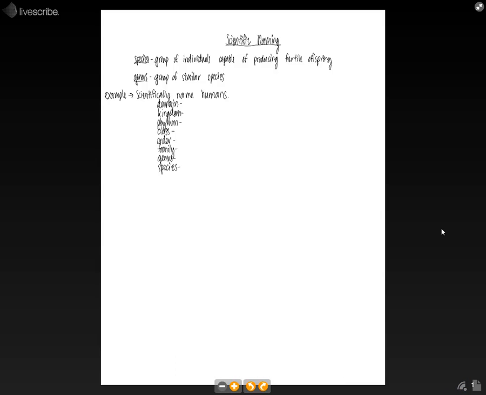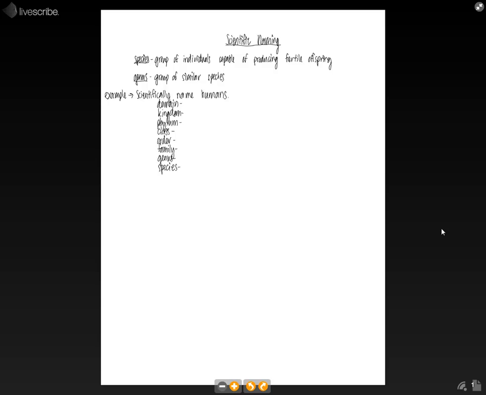In this lesson, we're going to talk about scientific naming and the procedure for coming up with a scientific classification. And so, first, some definitions. Species is a group of individuals capable of producing fertile offspring, and this is the most specific, unique name to every organism. And then we have genus, which is a group of similar species.